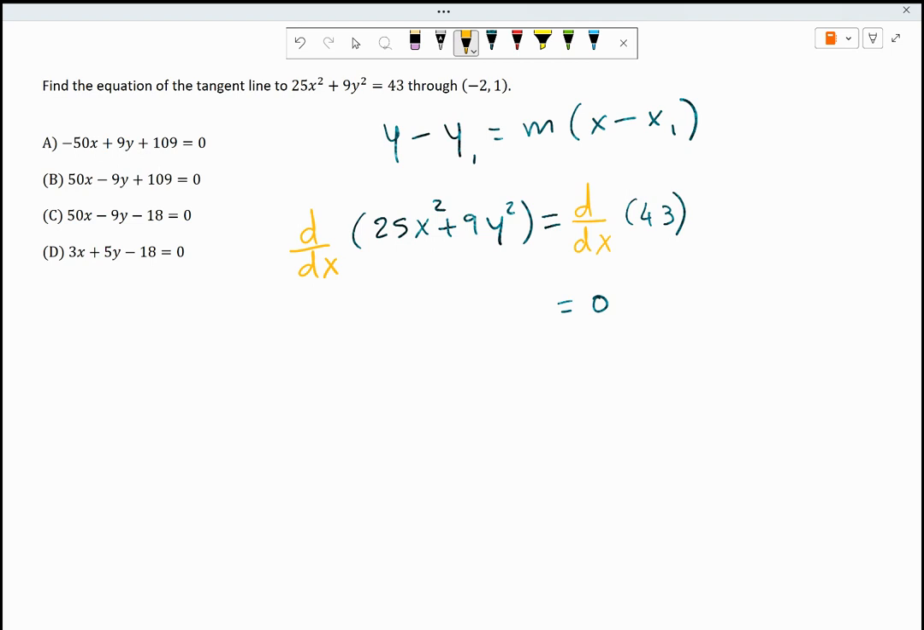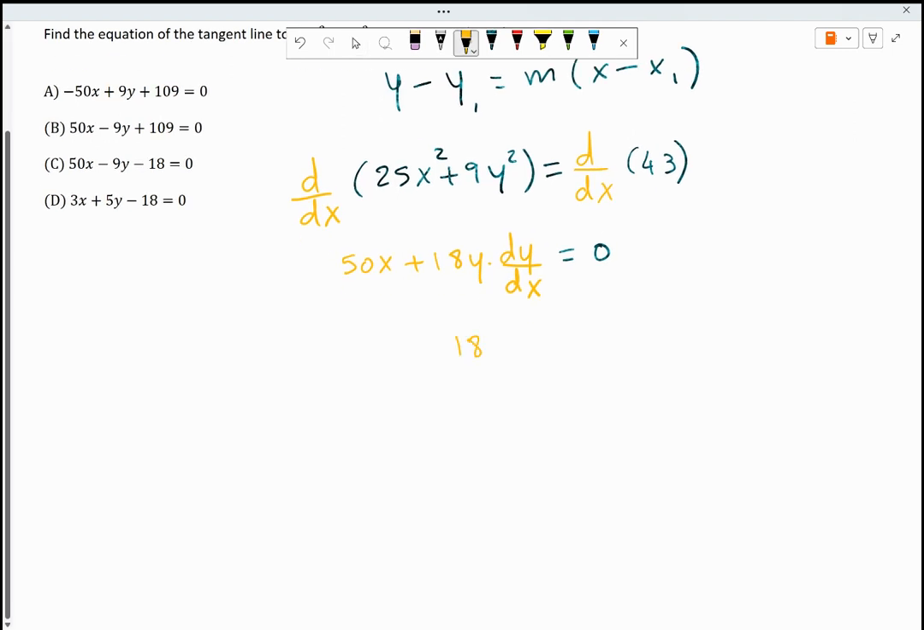So the derivative with respect to x of 25x squared would be 50x. And we're going to have plus the derivative of 9y squared, which is going to be 18y. And let's remember, we also have to have dy dx because we're taking the derivative with respect to x. So then we have to isolate dy dx. We start by writing 18y dy dx is equal to negative 50x. Divide each side by 18y. So dy dx is equal to negative 50x divided by 18y.